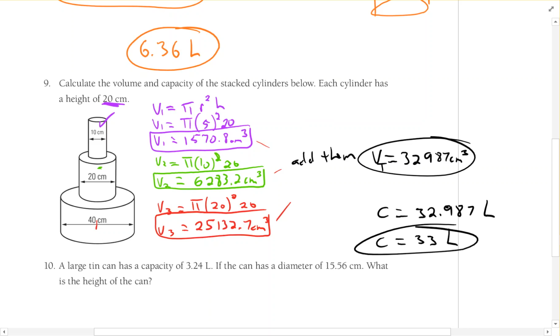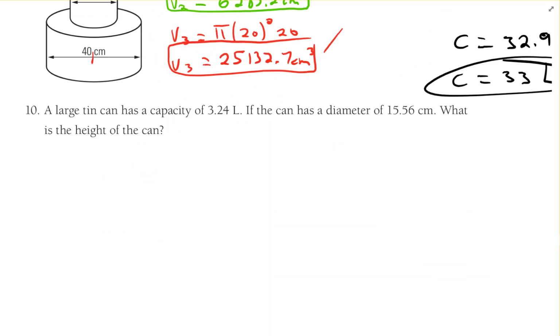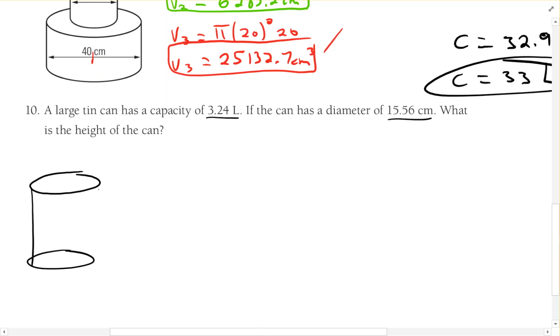All right, moving on. Number 10 here says a large tin can has a capacity of 3.24 liters. If the can has a diameter of 15.56 centimeters, what is the height of the can? So let's draw our can. Now, what we need to figure out, we're really after this formula, right? V is equal to pi r squared times h.